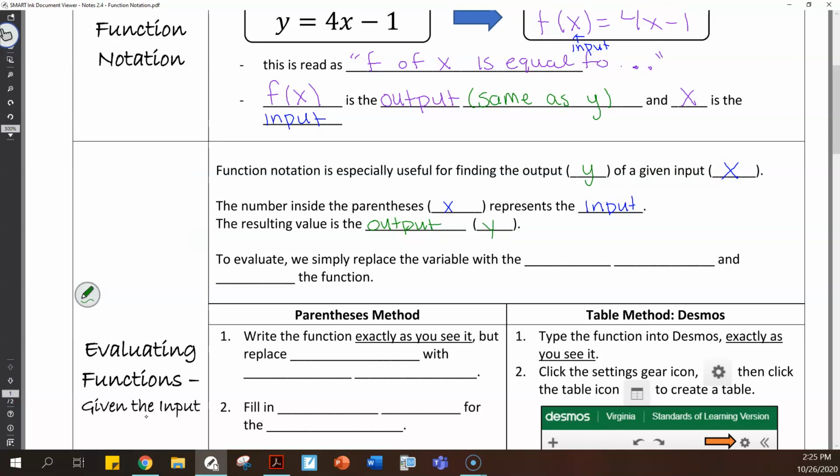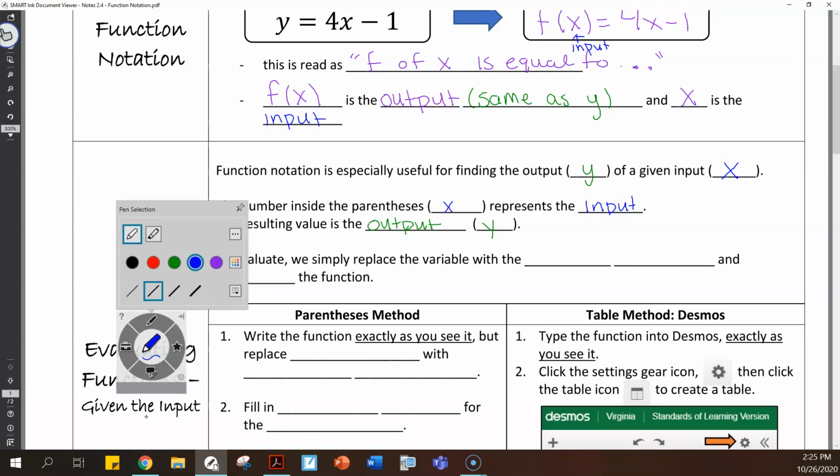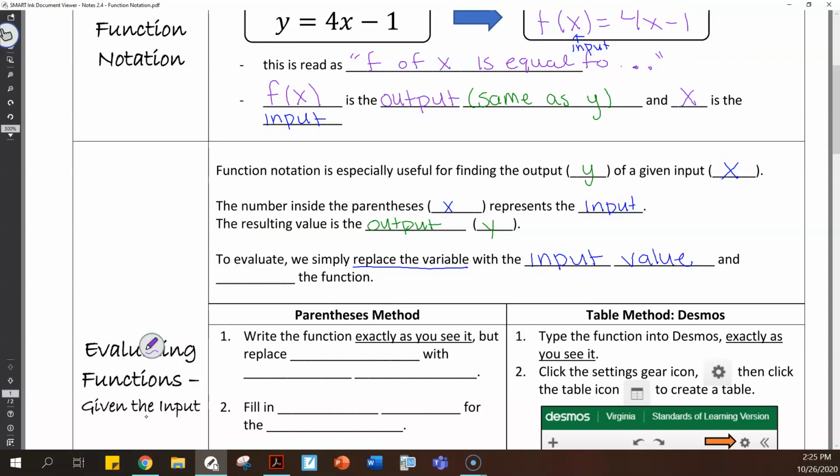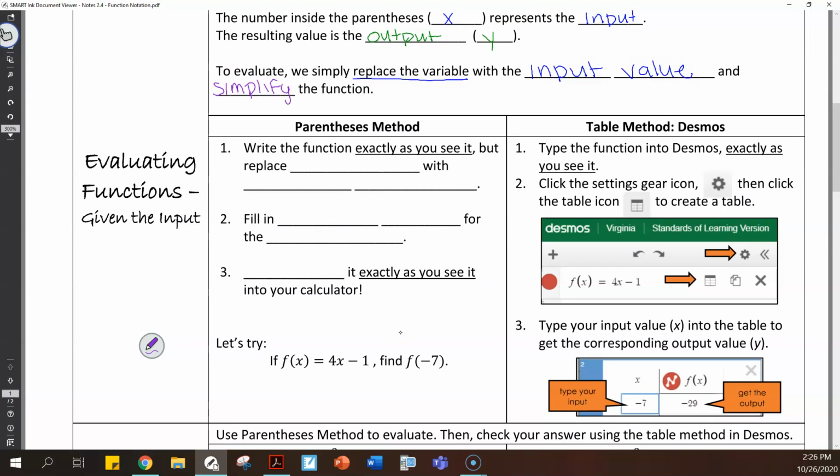So if I'm going to evaluate for a given input value, I'm going to replace the variable with whatever my input value is. So I'm going to replace the variable with the input value. And then I'm going to evaluate or simplify the function. Okay, so let's see what this looks like in action. So we can do these in two different ways. I'm going to show you how to do the parentheses method first. Then I'm going to show you how you can use the table method in Desmos to check your work.